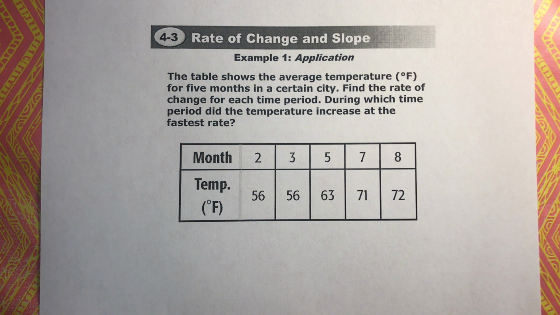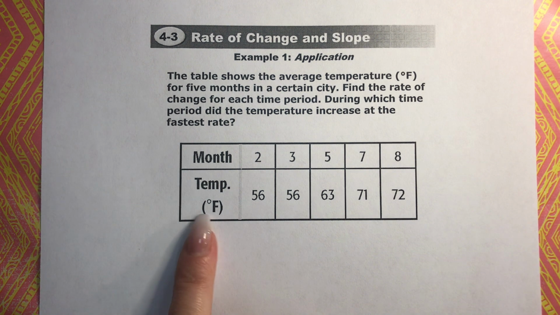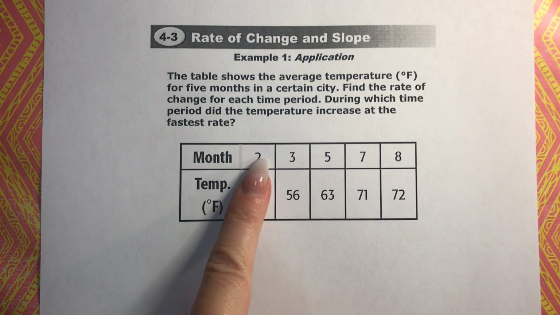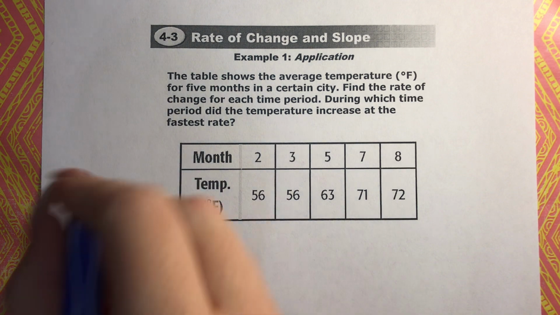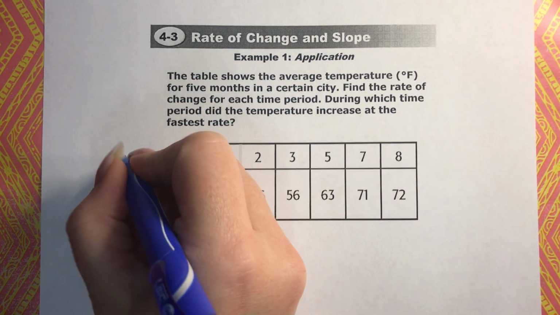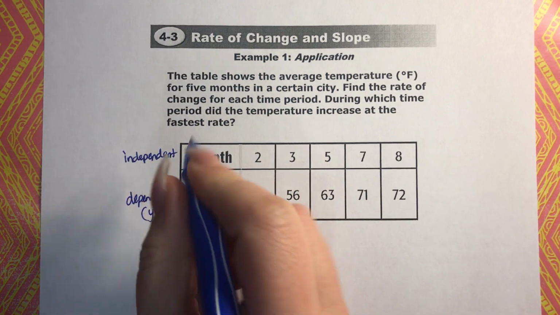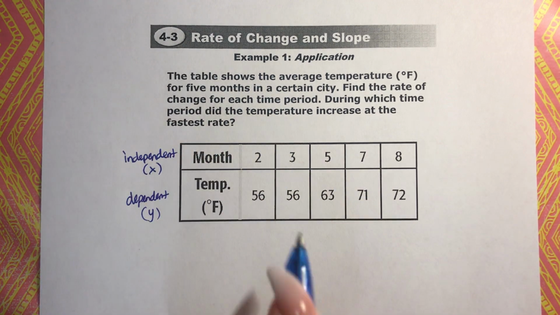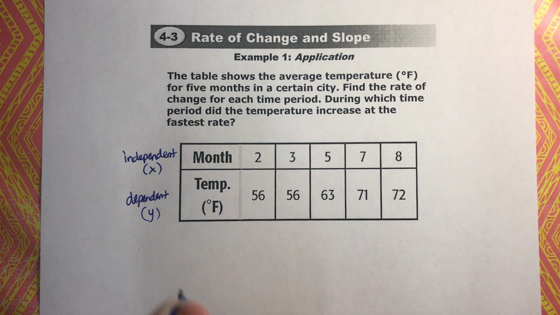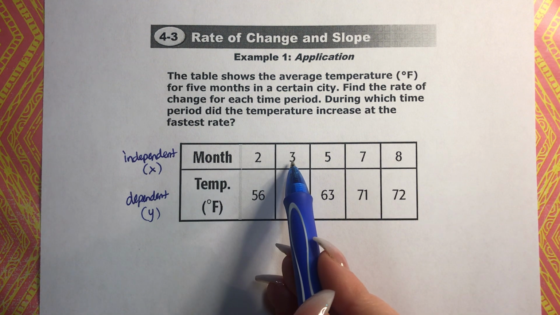So what depends on the other thing? Here in this example, the temperature depends on the month. So the temperature is the dependent variable, and the month is the independent variable. The dependent is our y, and the independent are our x's. So what we're going to be finding is the change in y over the change in x. We're going to look at the time period from 2 to 3 first.